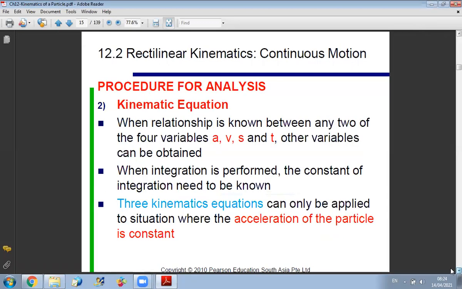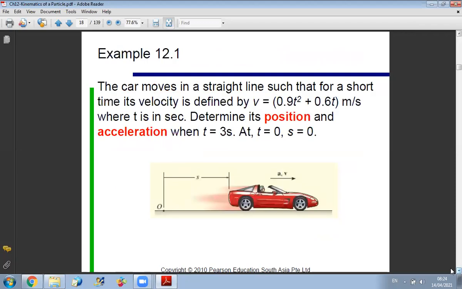Okay. Now, we will do some examples to practice on how we use these relations. So first, we have a car moving in a straight line such that for a short time, its velocity is defined by v equals 0.9t squared plus 0.6t in meters per second, where t is in seconds. Determine its position and acceleration when t becomes equal to 3 seconds, knowing that at t equals 0, s equals 0.